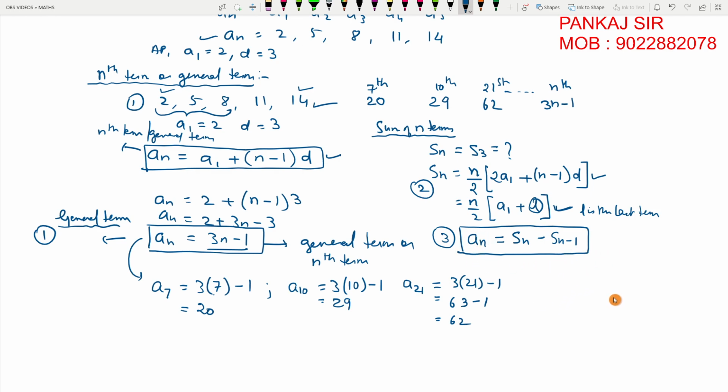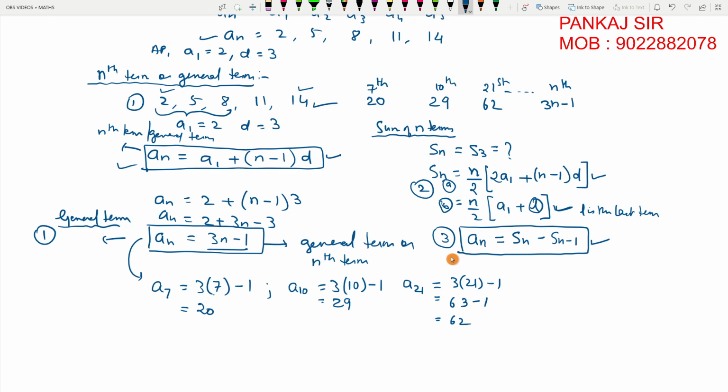Now when we do the numericals, in some of the numericals we will be using this formula as well. So remember these three formulas for arithmetic progression. The general term is an is equal to a1 plus n minus 1 times d. This is the first formula you should remember. Second is the formula for Sn. Now there are two formulas for Sn. So you can take this as a and b. So this is a and this is b.